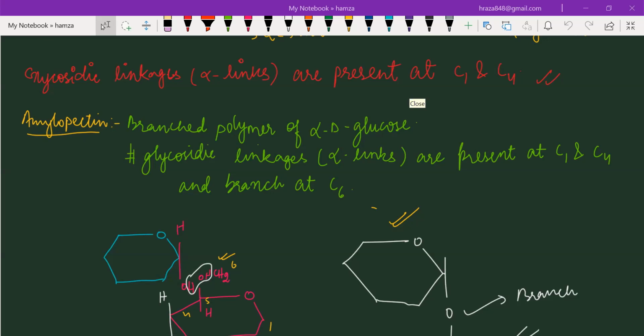There were two parts of the starch, amylopectin and amylose. So we had completed the structure of the starch.